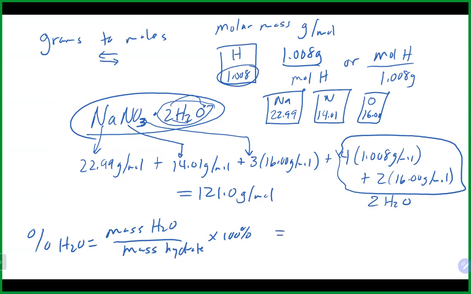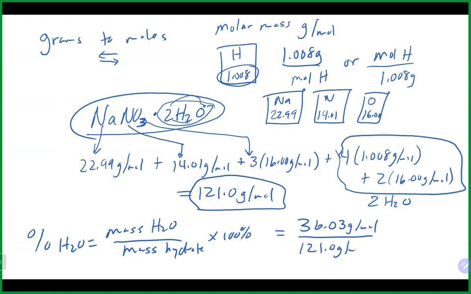So the mass of water in my made up example here is 36.03 grams per mole. I divided by the molar mass of everything together, 121.0 grams per mole, times it by 100%. And we would end up with roughly about 29.78% water would be our theoretical percentage of water in this case.